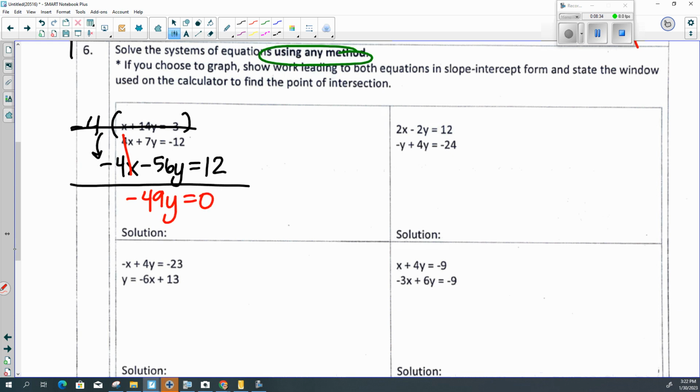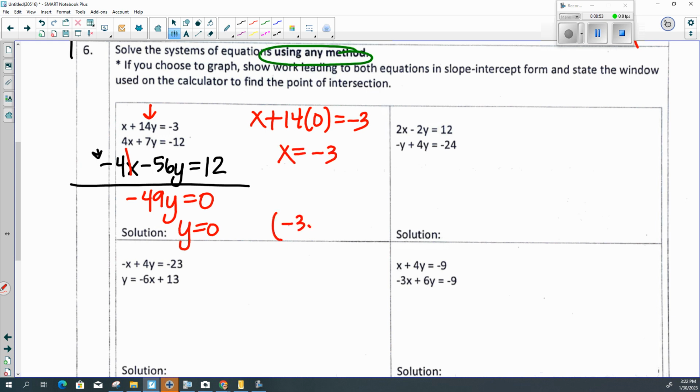Divide both sides by -49, I found that y equals 0. Now I can come up and plug it into any equation that I want. I think this one actually looks easiest. So 14 times 0 is 0, so x equals -3. And if you're not sure, plug the -3 and the 0 into your equations, and it should be true. This should equal -3, this should equal -12. You can check your answers on these.